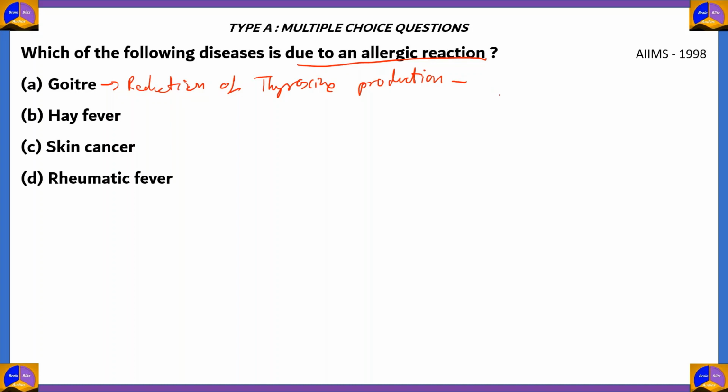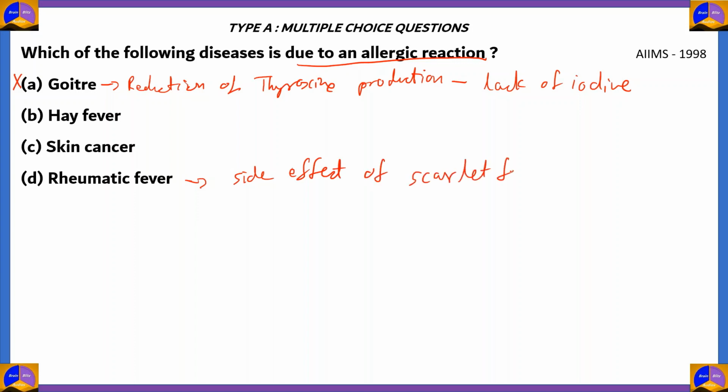So in goiter, there is reduction of the production of thyroxine, and this is caused due to a lack of iodine in the diet, and this causes enlarged necks. So this is due to the lack of iodine. So it has something to do with lifestyle, and it's not an allergic reaction. So option A is incorrect. What about option D, rheumatic fever? This rheumatic fever is a side effect of another disease known as scarlet fever. And scarlet fever is caused by a streptococcus. So therefore, it's not an allergic reaction. So option D is incorrect.